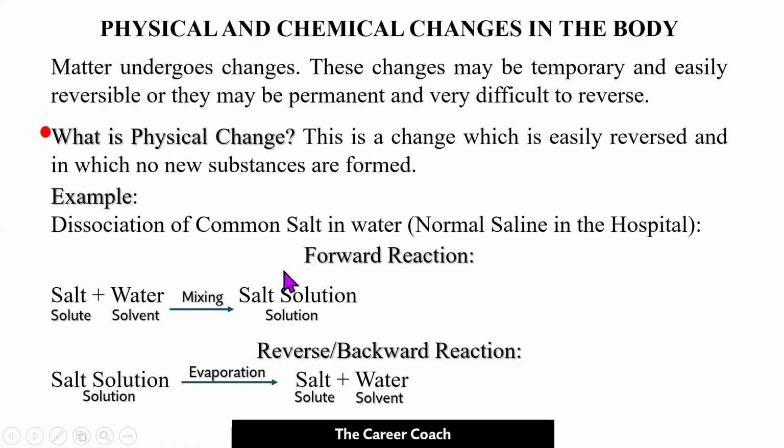As we continue, the salt and water combination will give us a salt solution. We can get back our salt and water, showing you that this is a physical change. So no new substances are formed. Salt solution, if we want to get it back, we'll take it through a reverse backward reaction by evaporating the product of our forward reaction, which is the salt solution. We evaporate it at a specific temperature, and then we'll get back our salt solute and our water solvent.